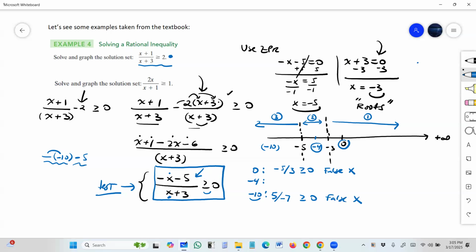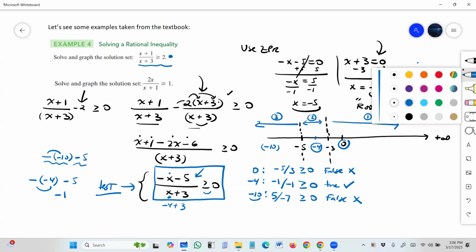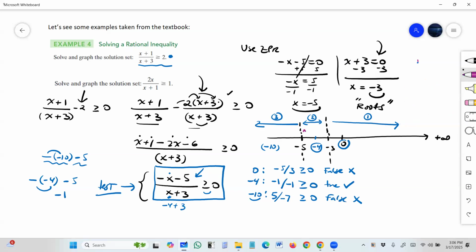Now let's check the negative 4. So same thing, negative 4 minus 5. So this is negative 9 over negative 4 plus 3, which is minus 1. Yes, both negative signs cancel each other out. So it is positive, greater than 0, so this is true. So the solution is here. Okay. So the solution is only here in this interval.